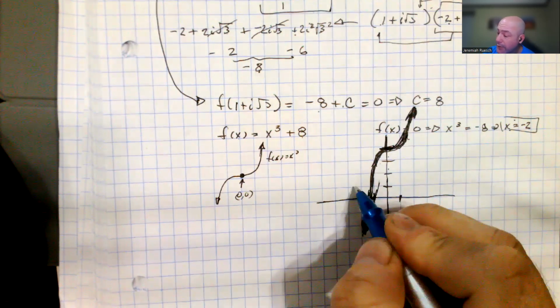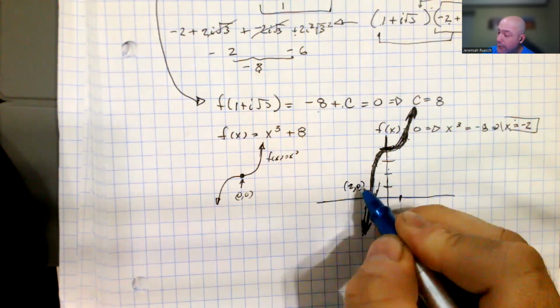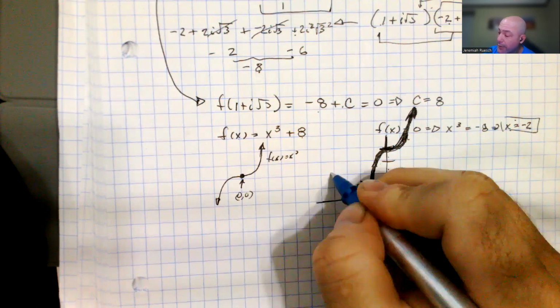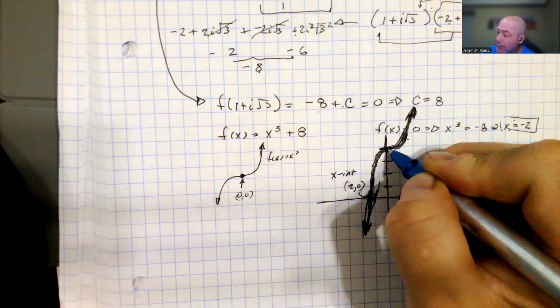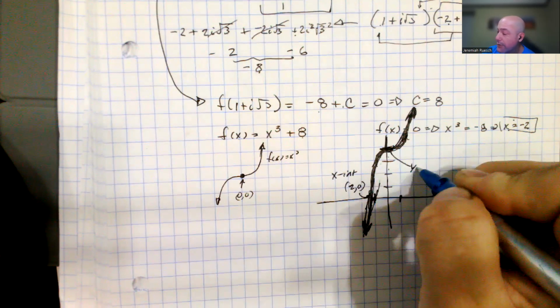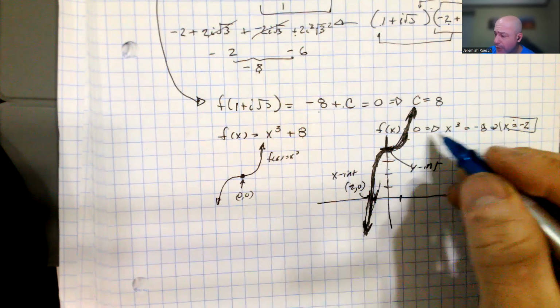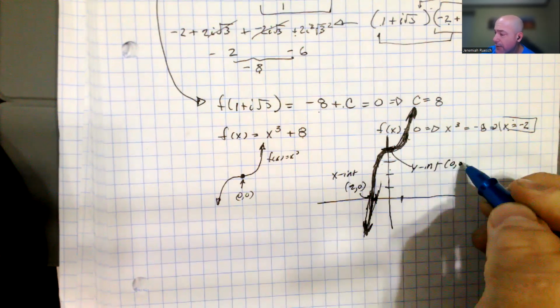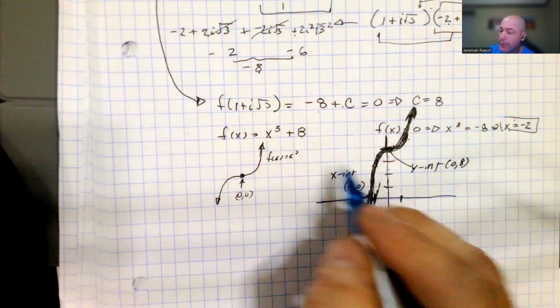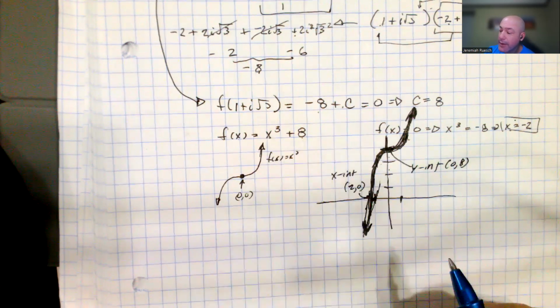We know that the x-intercept is at -2, 0. Okay, so that's the x-intercept. We know here it has a y-intercept. I think that's showing up okay. Yeah, y-intercept of 0, 8. Plugging in 0 here for the x value, you get that the y-intercept is 8.